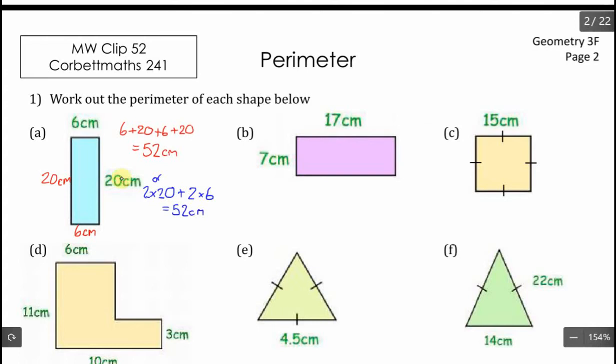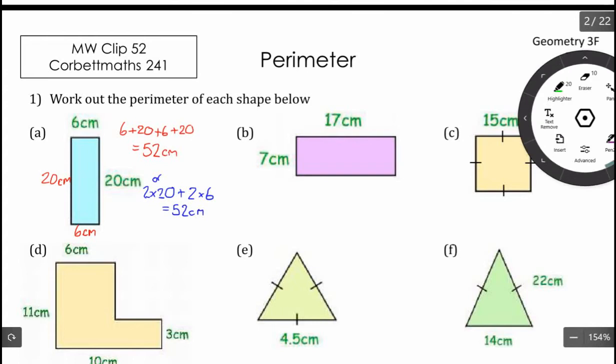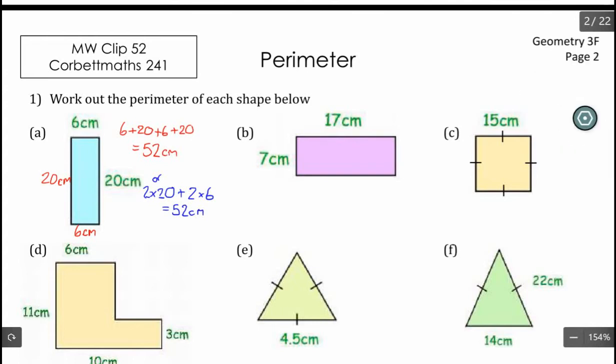Or another way to do it, if you like your shortcuts, is for rectangles to recognise that if we add these together, these two will add together to the same thing. So we could have just done 2 lots of 6 plus 20. Okay, so 2 lots of 26 is equal to 52. Alright, so 3 different ways of doing it. Whichever your preference is fine.